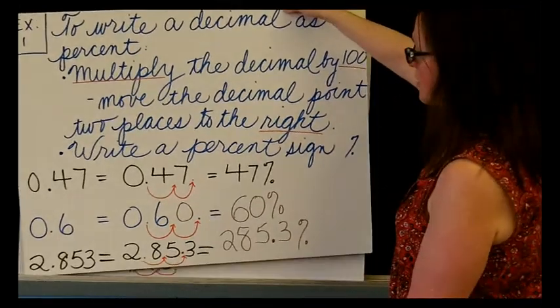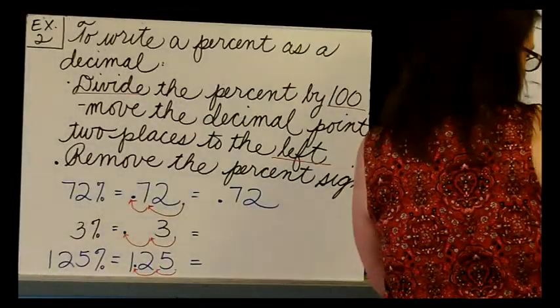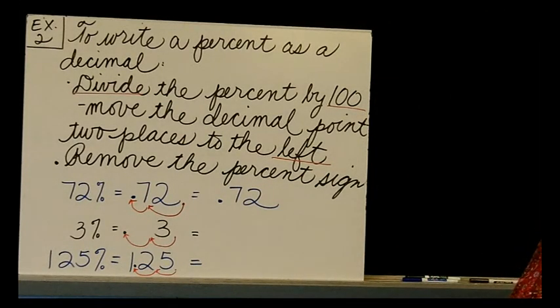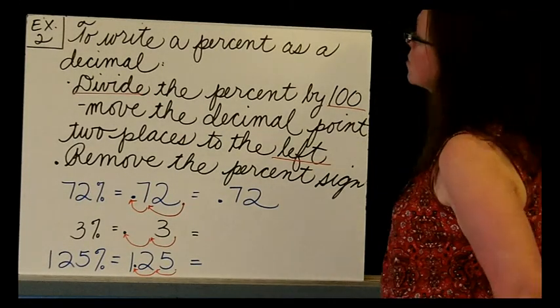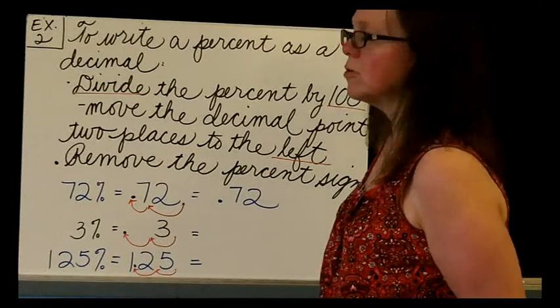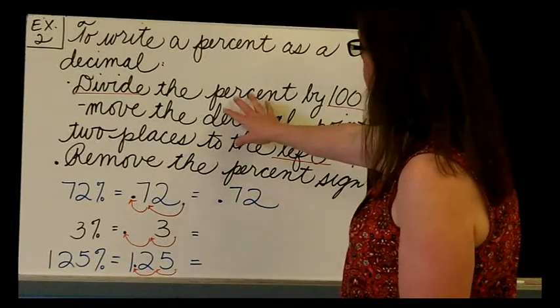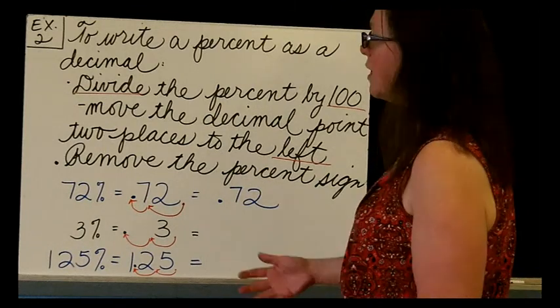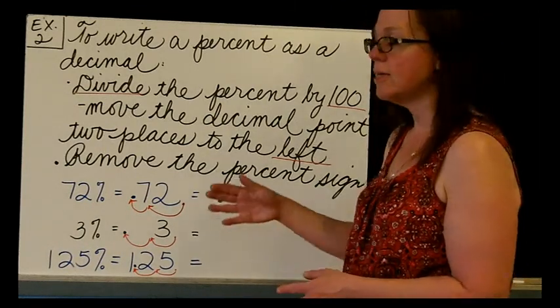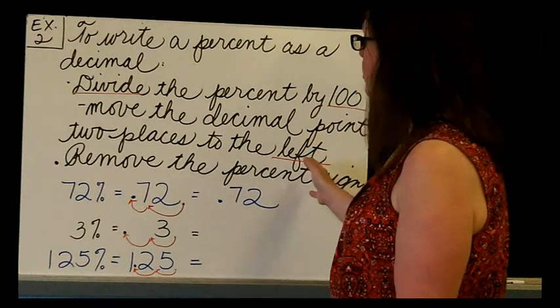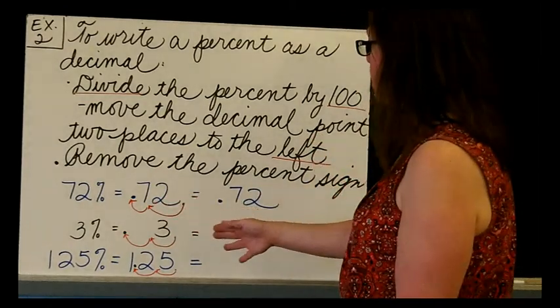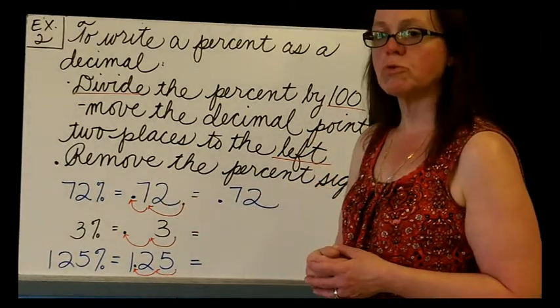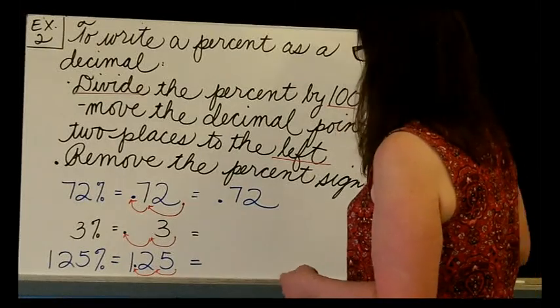Now let's look at our second example. Now, to write a percent as a decimal, we're going the other way. 2 steps. First, divide the percent by 100. And when you divide a number by 100, what you're doing is taking that decimal point and moving it 2 places to the left. And then all you have to do after that is remove the percent sign. So let's take a look here.